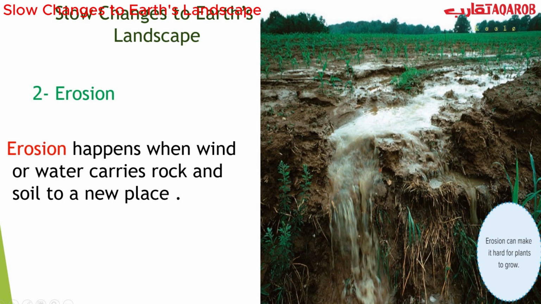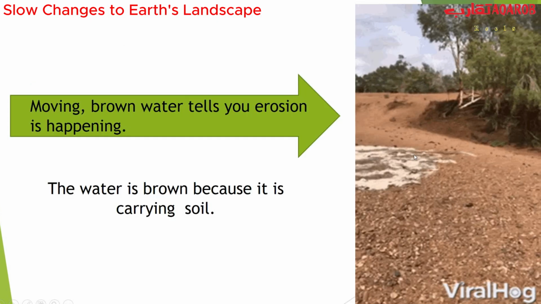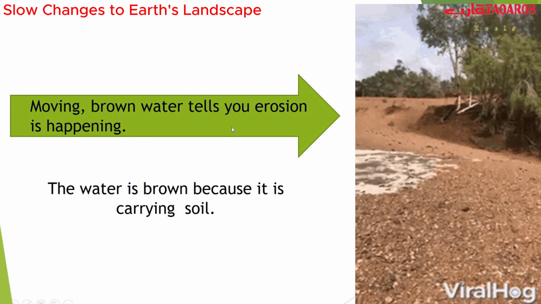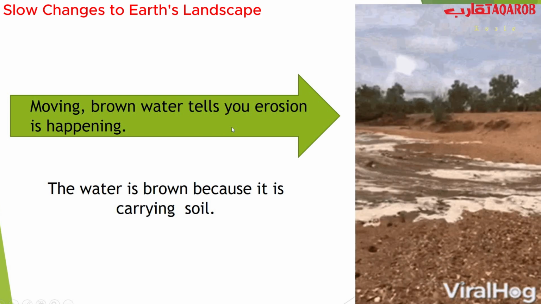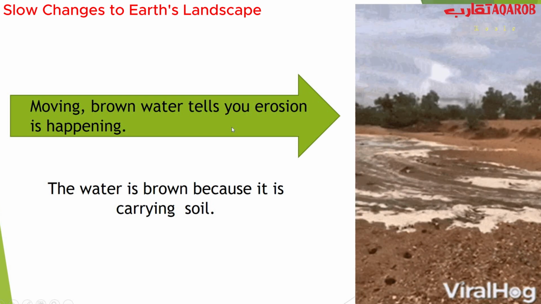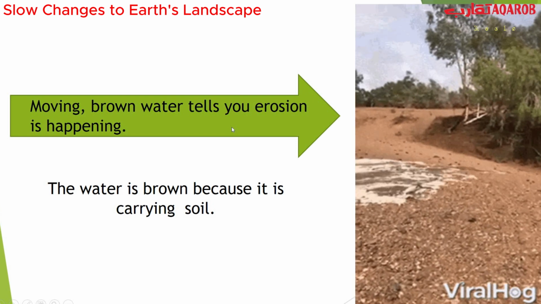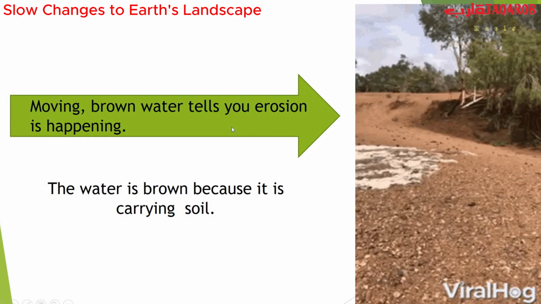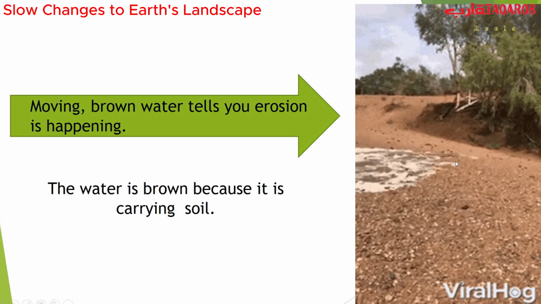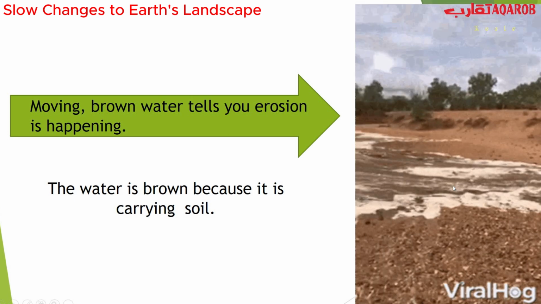Erosion can make it hard for plants to grow. Look here, plants. It's hard for plants to grow. Now, moving brown water tells you erosion is happening. This is very important. Moving brown water tells you erosion is happening. How do you know? What is the evidence? The water is brown. The water has turned brown because it's carrying soil. And you can also see this clearly here in this video.